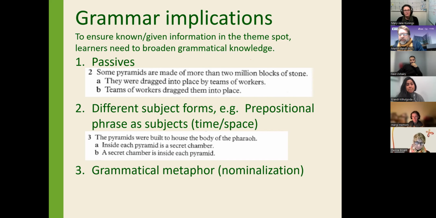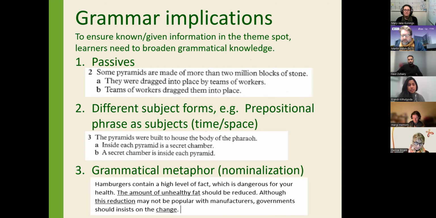Then the last type of important grammatical area that the theme and rheme concept links with is the concept of nominalization, or grammatical metaphor. Essentially, this means taking a process or some sort of active sentence structure with a verb in it and turning it into a noun or noun phrase. Here is an example about hamburgers. If you can read that, the underlined parts demonstrate some nominalization, where there's a noun or noun phrase summarizing a concept that's been discussed previously.